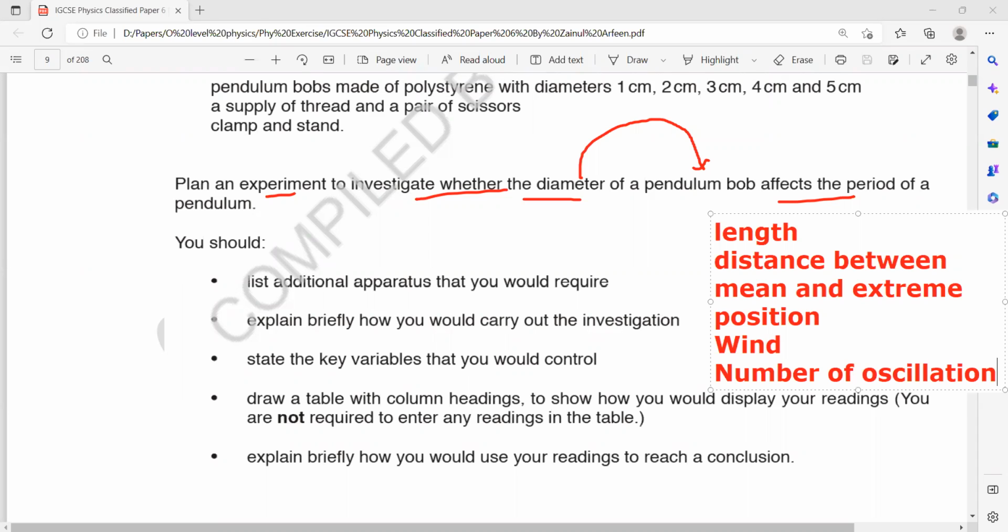Look, when you're changing the size, as you can see, you have bobs made from polystyrene with different diameters. So it's obvious that if they have different sizes and the same material, they will have different masses. That you cannot keep the same. Yeah, it's mentioned, length of a pendulum. Length of a pendulum or length of a thread is the same. But length of a pendulum is more appropriate rather than length of the string.